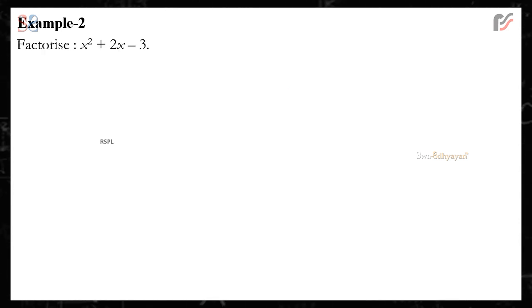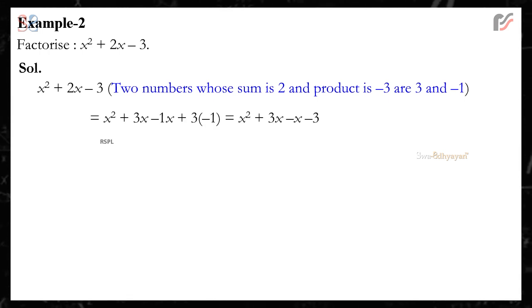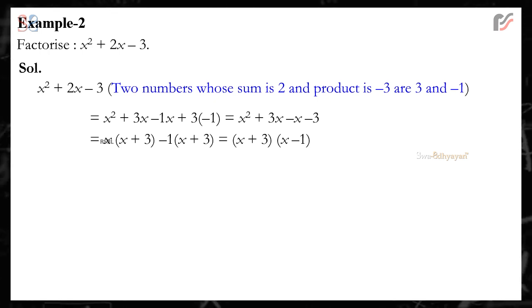Example 2. Factorize x square plus 2x minus 3. Solution. x square plus 2x minus 3. Two numbers whose sum is 2 and product is minus 3 are 3 and minus 1. So this is equal to x square plus 3x minus 1x plus 3 into (minus 1), which is equal to x square plus 3x minus x minus 3, which is equal to x into (x plus 3) minus 1 into (x plus 3), which is equal to (x plus 3) into (x minus 1).